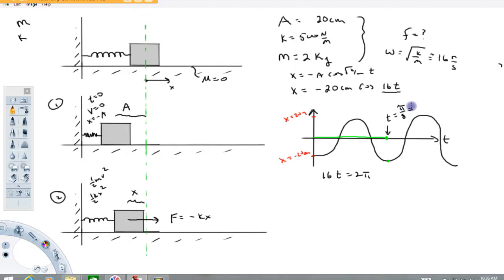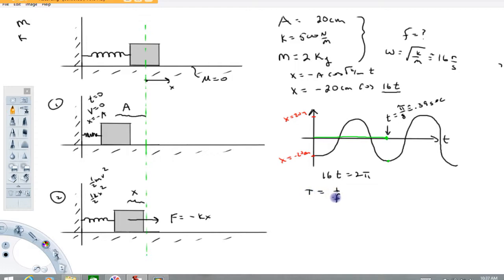Now, I like to use actual decimals for these. Pi over 8 is around 0.39 seconds, give or take. So what that means is that the period of the system is right around 0.4 seconds. It's going to take about 0.4 seconds for the system to start here, accelerate this way, and come back to this location.